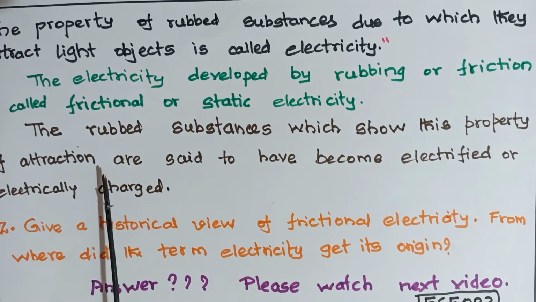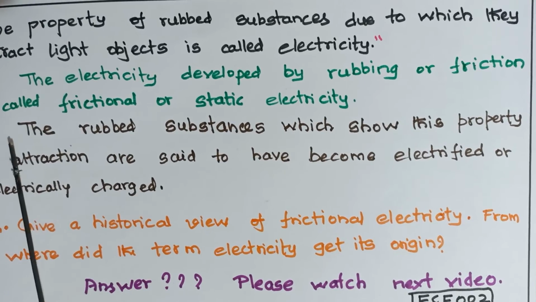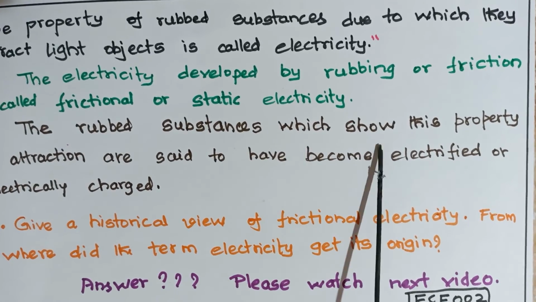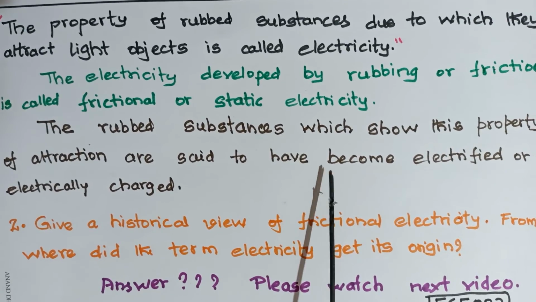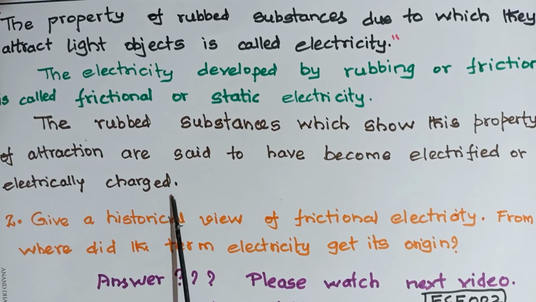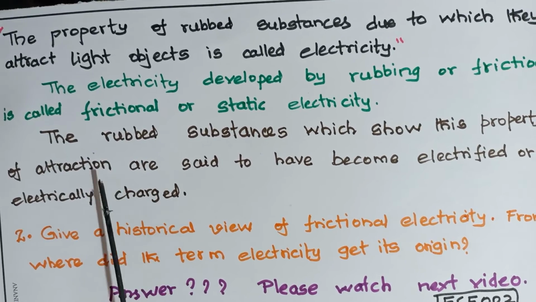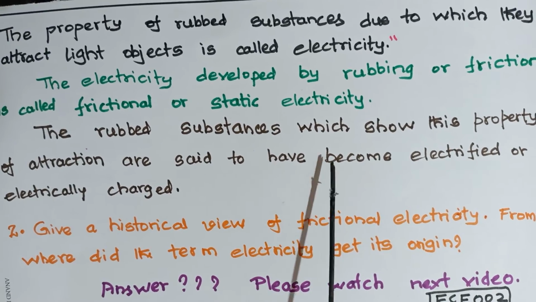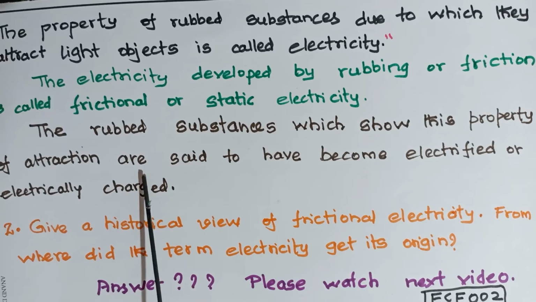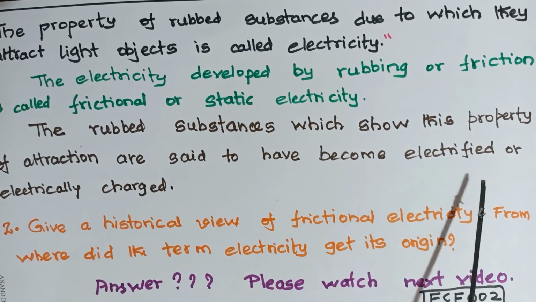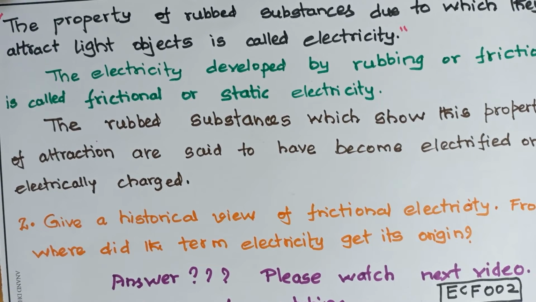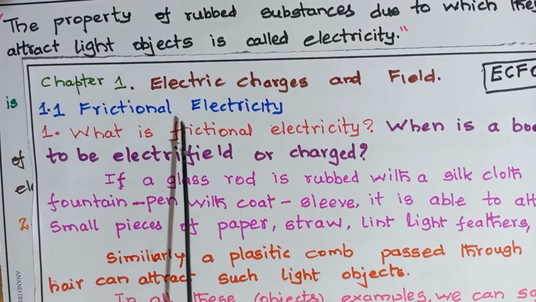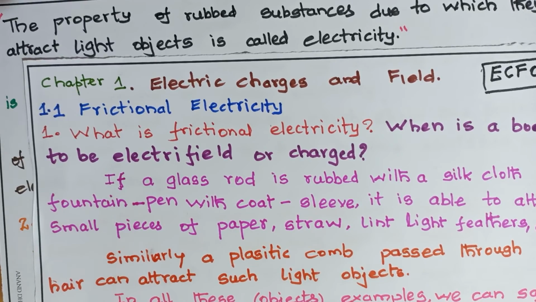Now let us understand this very clearly. The rubbed substances which show this property of attraction are said to have become electrified or electrically charged. Now we have understood very clearly what frictional electricity is. Okay.